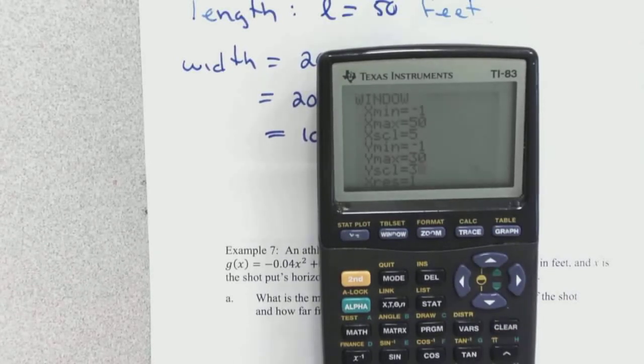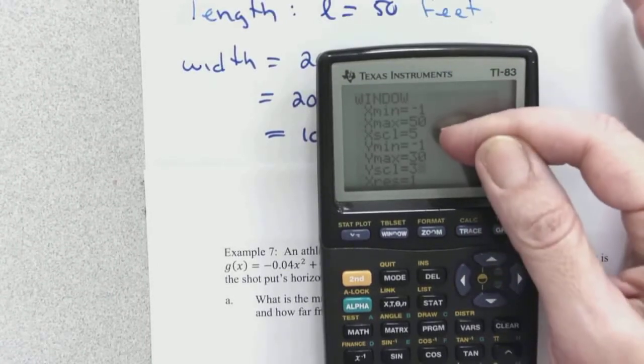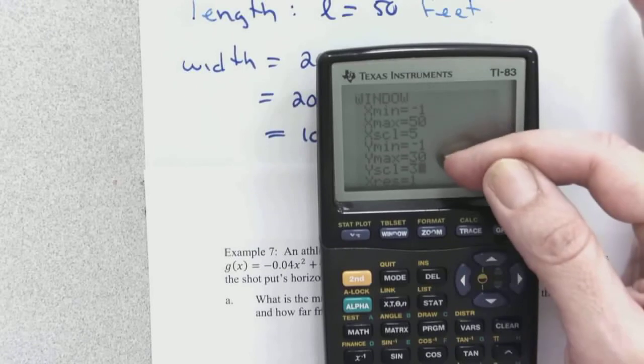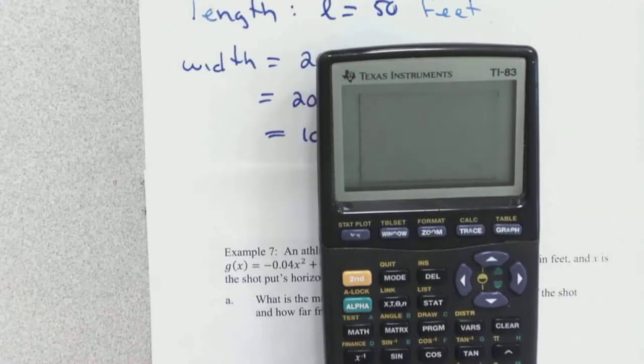So we are sort of guessing here. I don't know how far shot puts go. Maybe they go as far as 50 feet. I don't know. Just a guess there. Decided to count that off by 5s. I don't know how high shot puts go, so I just put 30 in there. And let's see what we get for a graph.